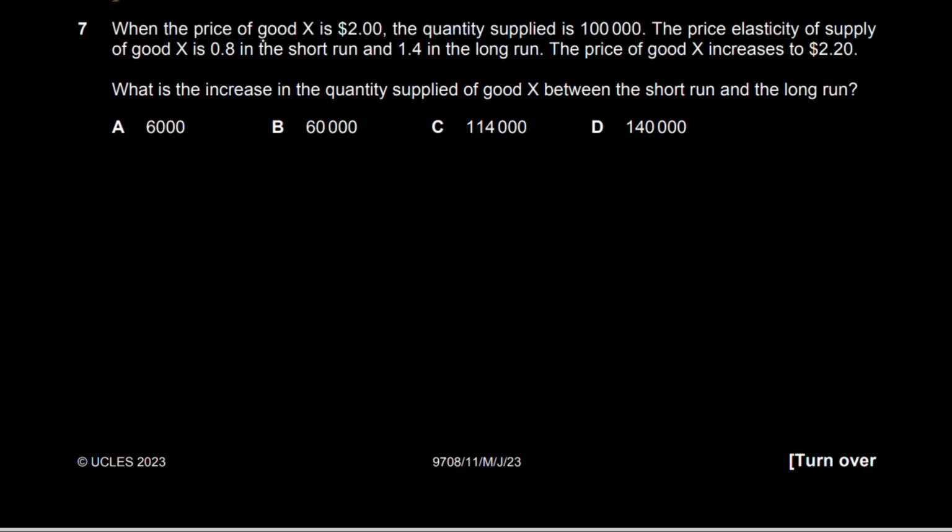Moving on to question number 7. When the price of good X is $2, the quantity supplied is 1 lakh. The price elasticity of supply of good X is 0.8 in the short run, while 1.4 in the long run. The price of good X increases to $2.20. What is the increase in the quantity supplied of good X between its short run and the long run? Now we are talking about between.